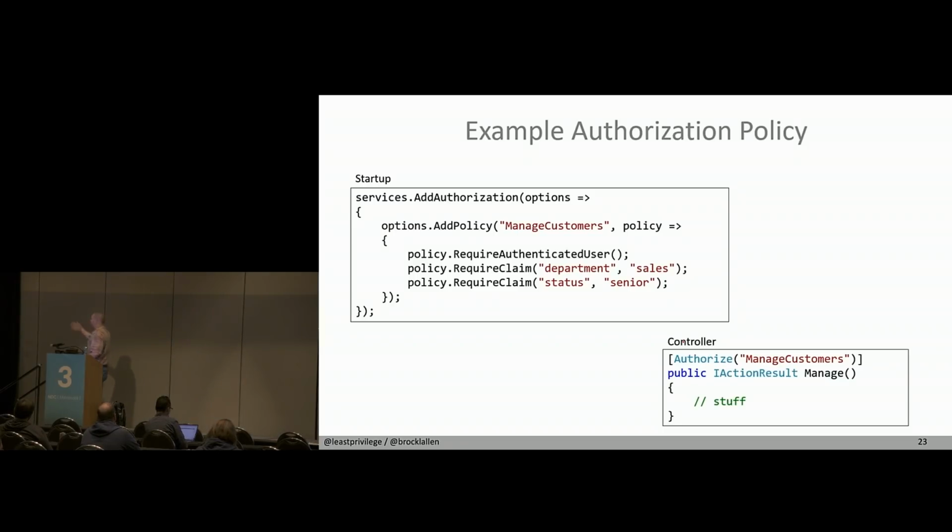The first one is, of course, the user has to be authenticated. Okay? You have to be authenticated to get in, sure. You also have to have a claim called department sales, and you also have to have a status of senior. And if one of those doesn't match or doesn't pass, you failed the policy and you get rejected from the method. Okay? The beauty here now is my logic is in one place. If the rules change about who can manage customers, I have one place to do it. Right? I don't have to go and search through my entire code base for everywhere I use that role, for example.